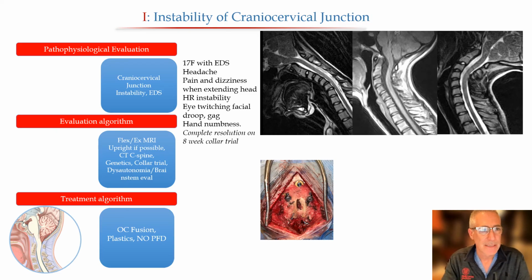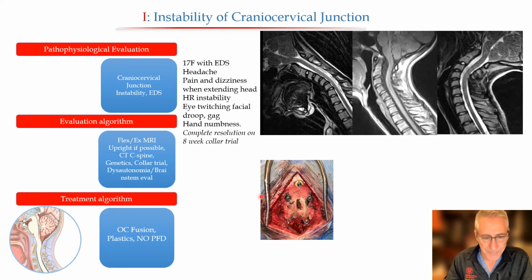And this example is a 17-year-old girl with EDS, sort of a classic patient who has all of these issues: headaches, pain, dizziness, all of this autonomic instability, absent gag, hand numbness, and everything goes away in the collar trial. Then this is a good candidate for OC fusion. Typically, we'll try everything under the sun before doing this: conservative management, strengthening, collar use intermittently. But ultimately, children who end up needing to go through this do exceptionally well.